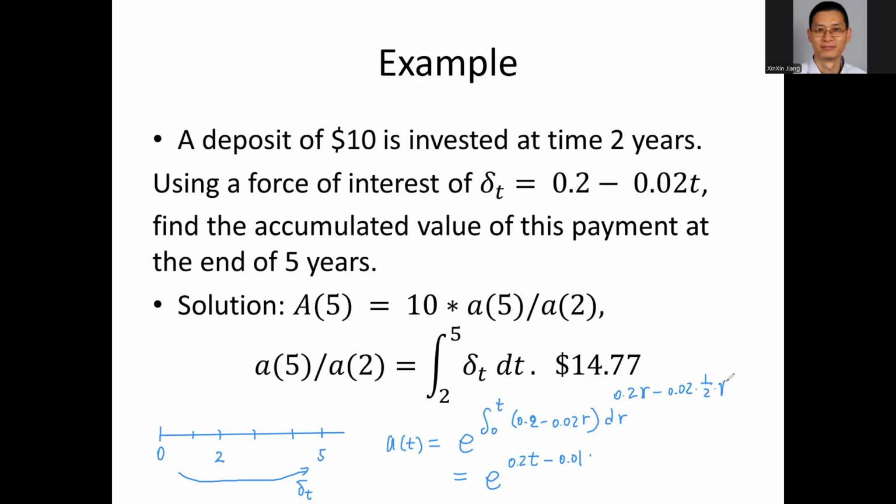Find the antiderivative. When r equals 0 it's obviously 0, so you just plug in r equals t. So t squared. Okay, so this is our a of t. Now this is $10 here, and we're looking for the accumulated value at this point.